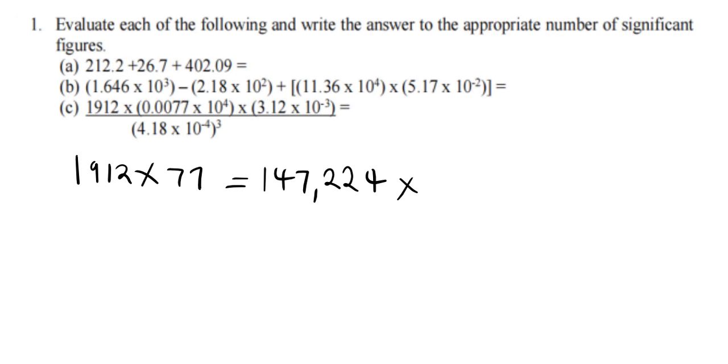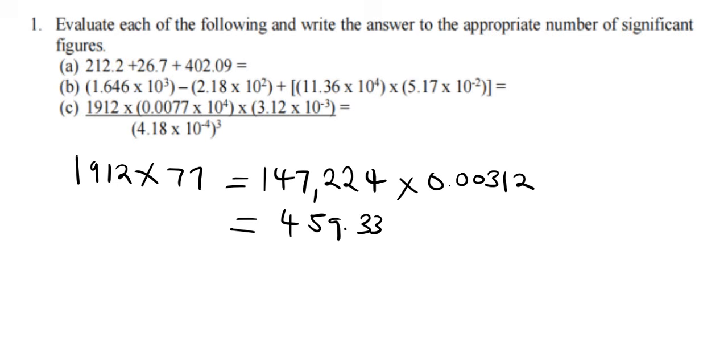3.12 multiplied by 10 to the power negative 3. Because it's negative 3, it means I'm moving now on the other side, three steps. Okay, so this will give us 0.00312. Then I'm supposed to multiply these two numbers. What do I have? I already have my 0.00312 multiplied by 147,224.